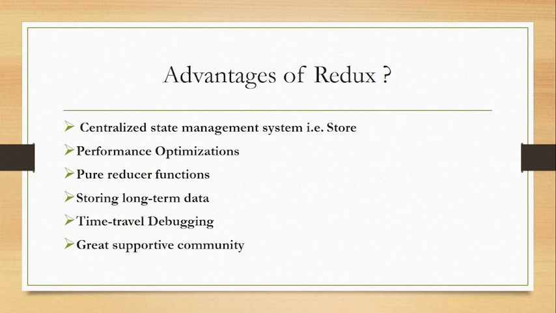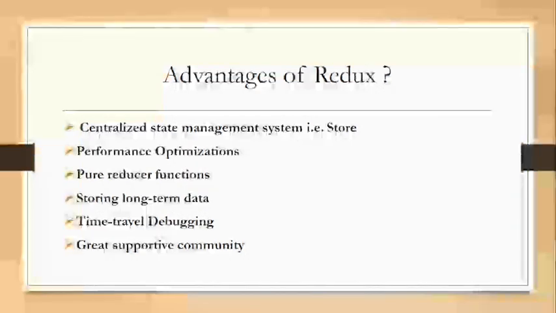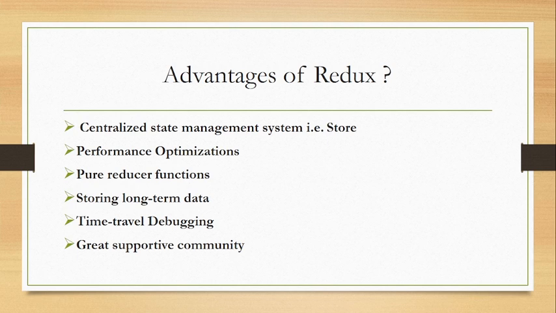Again, I repeat this thing. Centralized state management system. React state is stored locally within a component. To share this state with other components in the application, props are passed to the child component. Means props passed to the child component or callbacks are used for the parent component. Redux state, on the other hand, is stored globally in the store.